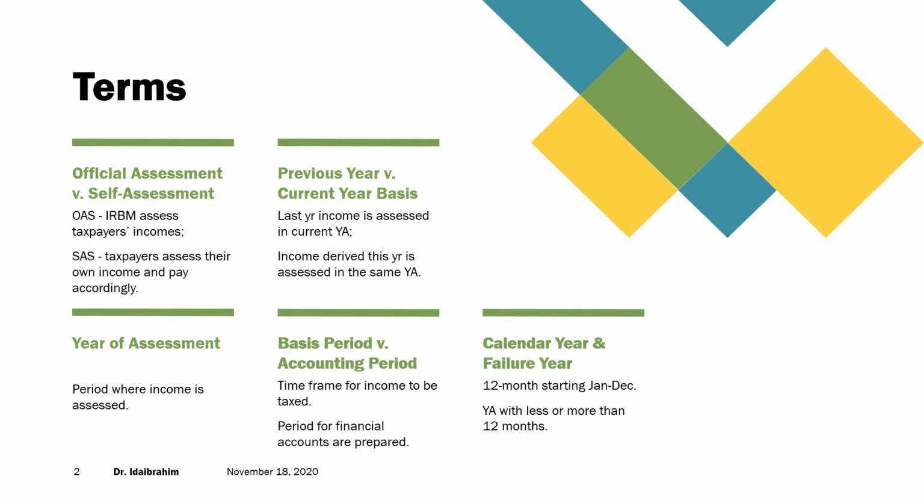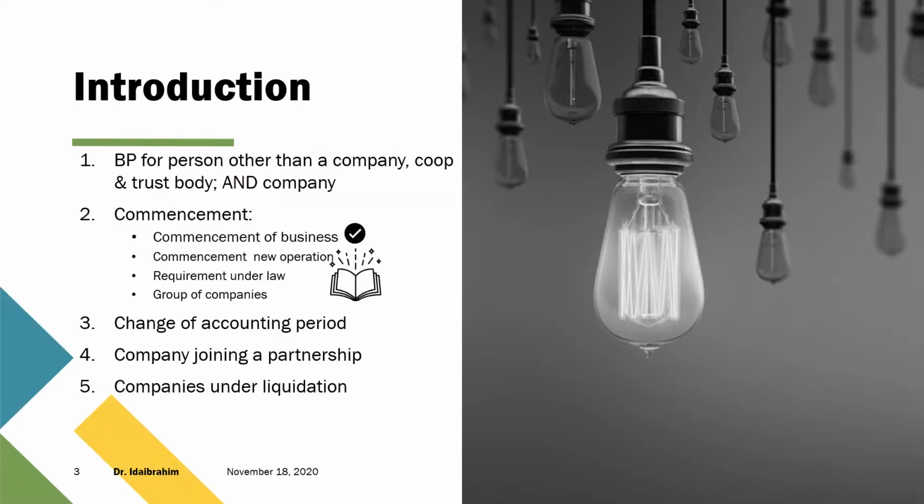Next is calendar year and failure year. Calendar year is the normal year, 12 months starting from January until December. We will also use the term failure year when we learn basis period, because failure year means the year of assessment or the basis period contains less than 12 months or more than 12 months. That is referred to as failure year. This is the coverage that I want to talk about in this chapter.